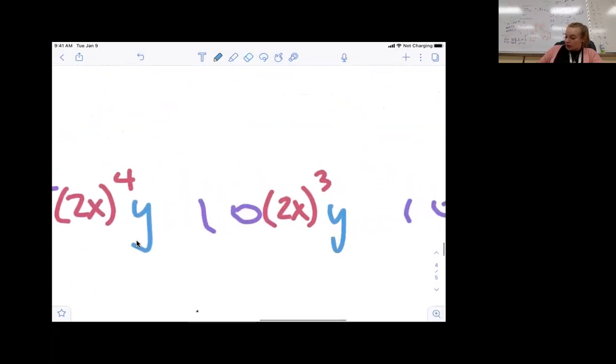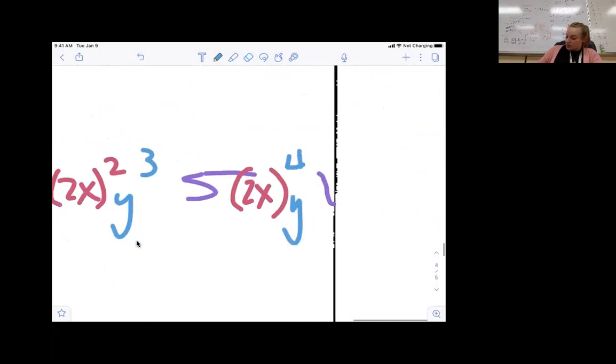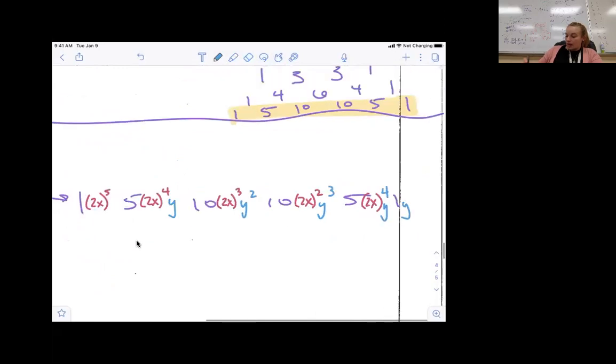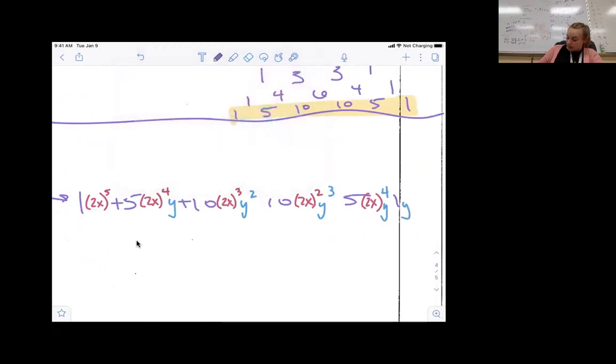Same thing over here. This is going to be y squared. This is going to be y to the 3rd. This is y to the 4th. And this is just y. And then we're adding all of these terms together. Plus, plus, plus, plus, plus. And I do want us to multiply or factor all of those out so we can get to what we need to get to. I think I've got these numbers down.